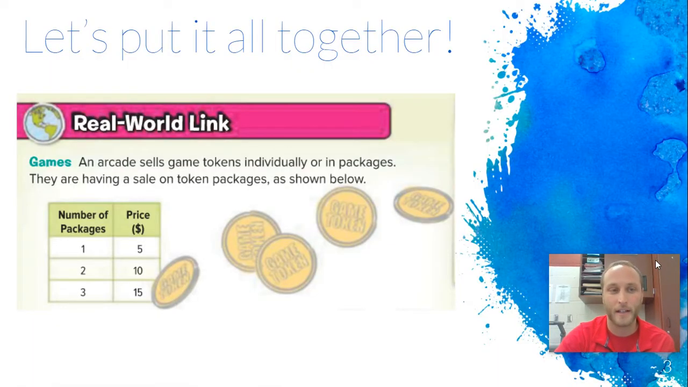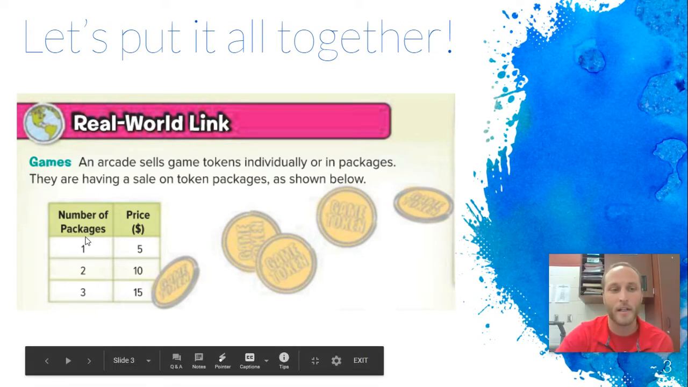Here's our real world link here. So in this gaming situation, it says an arcade sells game tokens individually or in packages. They're having a sale on token packages as shown below. So if you're looking at the table here, we see that one package is $5, two packages is $10, three packages of coins would be $15. So we're going to use that table for all of the parts of the question here.